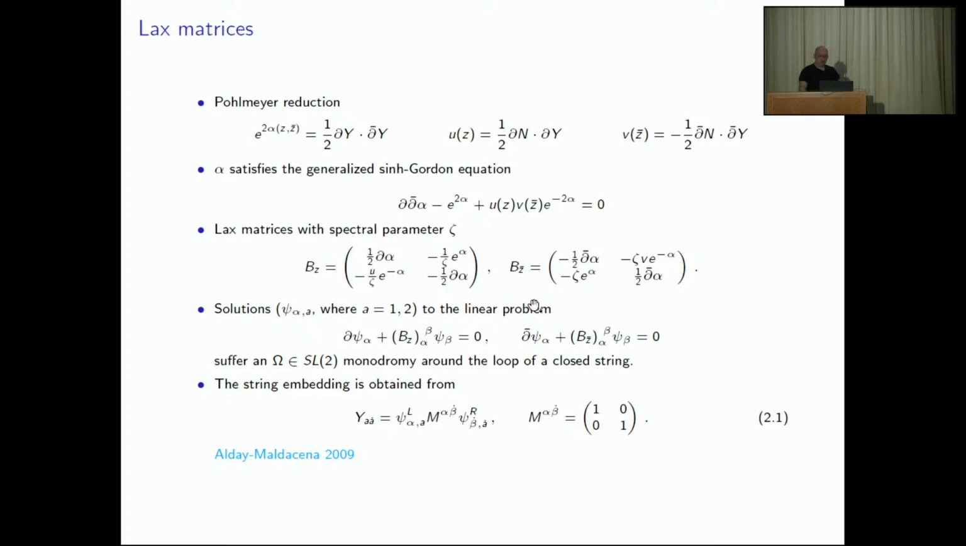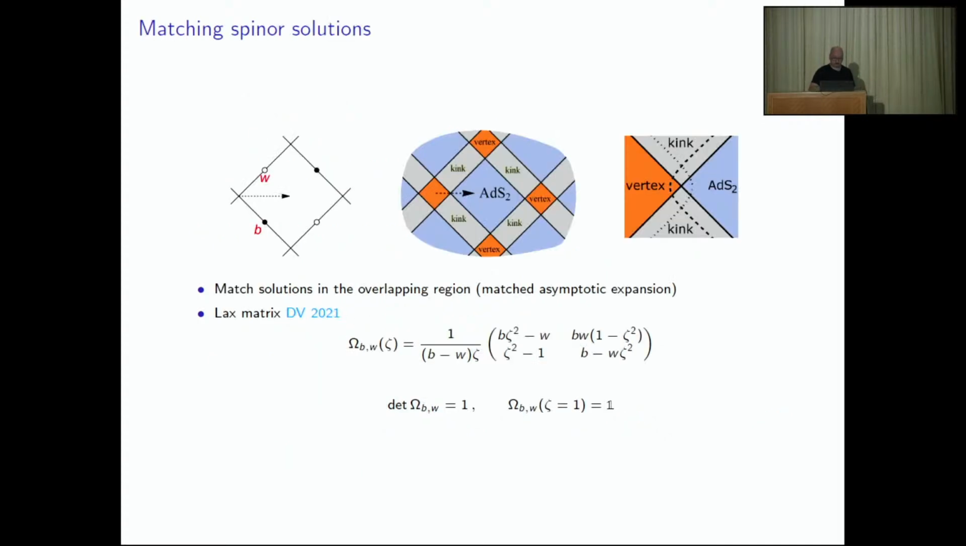And you define an auxiliary linear problem. So this psi is a two-component spinor. And if you solve these spinor equations, from the solutions you can reconstruct the string embedding. So in general, it's very hard to solve these equations, of course. But we are dealing with segmented strings, and the elementary segments are very simple, like AdS2 patches, basically. So in fact, you can solve these equations.